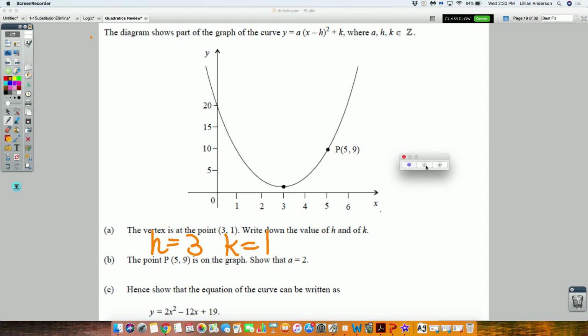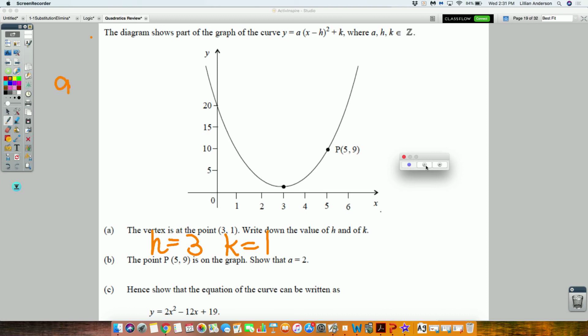So, how do I show that a equals 2? Plug what in? x and y. Plug in 5 and 9 for x and y, and 3 and 1 for h and k. Oh wait, I cannot plug 2 in for a because I'm using the answer. Remember, show problems are basically like, you know what the answer is, now get to that point.